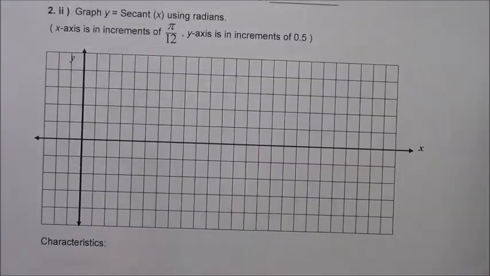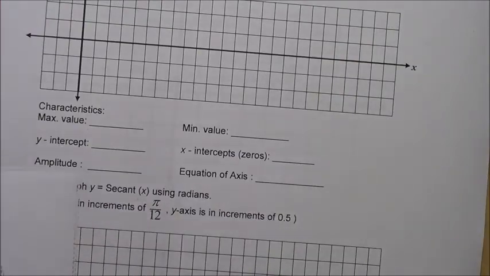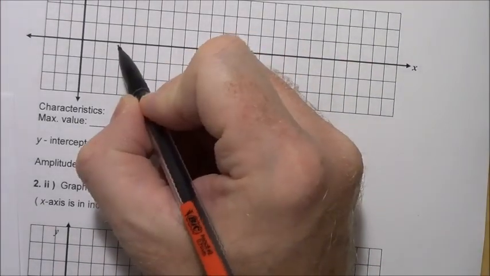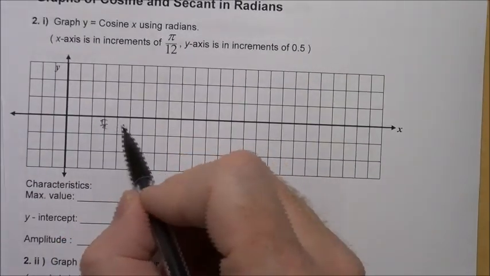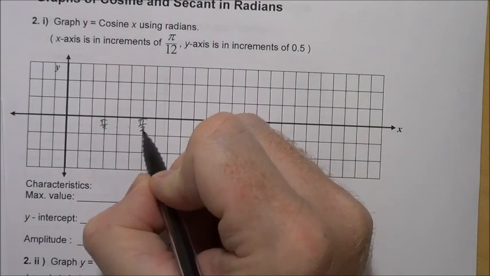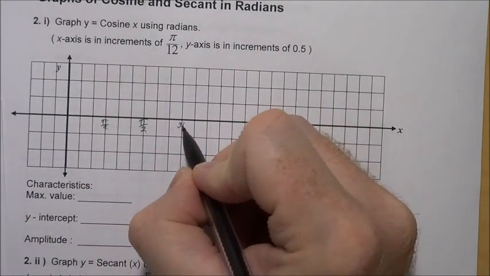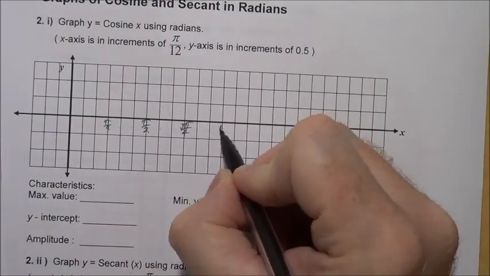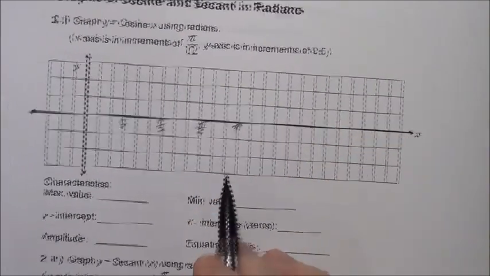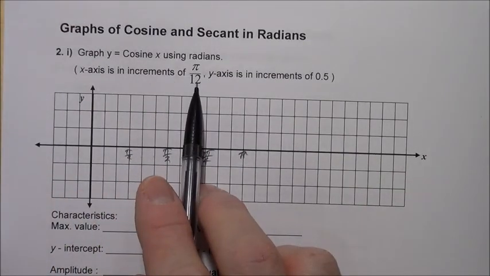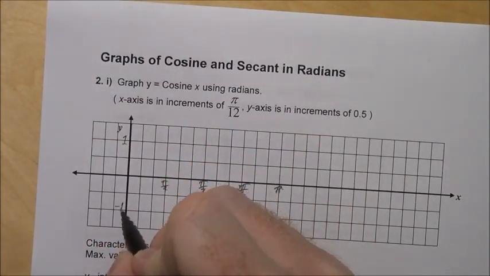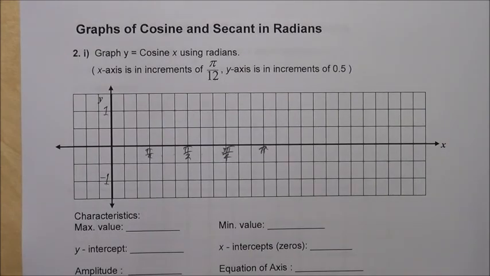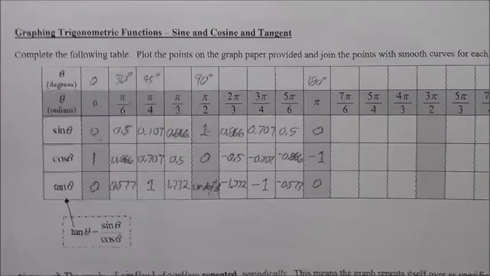If we move along to cosine, this is pretty much the same stuff as for sine. Again, we have our pi by 4 here, 1, 2, 3 pi by 4, then 1, 2, 3 pi by 2, 1, 2, 3 pi by 4, and then pi over here. So same sort of idea, same sort of increments. Vertical increments are the same, so we've got 1 here, negative 1 down here. And we're just going to plot the points just like we did for sine.